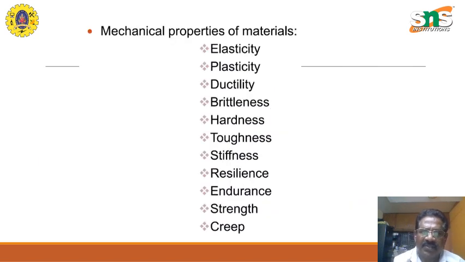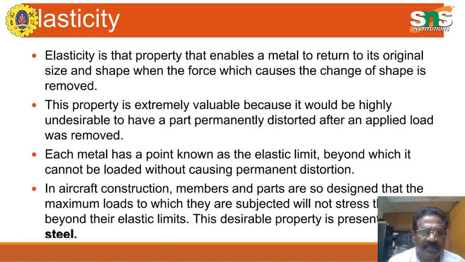The mechanical properties of any material are given here. We will have this video in two parts. In the first part we will talk about a few of the properties, and then we'll move on to the other properties in the second video. First one is elasticity. Elasticity is the property that enables a material to return to its original shape and size when the forces which cause the change of shape are removed.